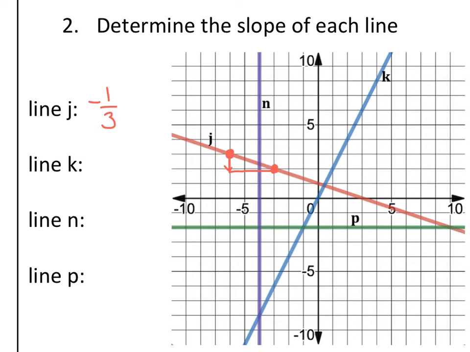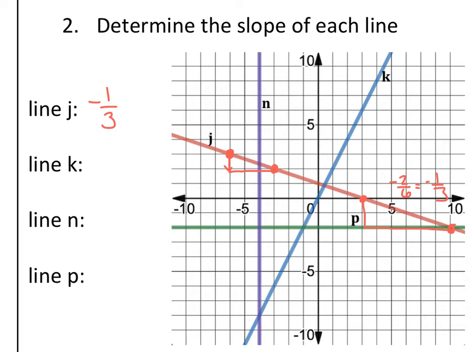You can always check that. Remember, you can choose 2 points that are further apart. You could always choose these two and count down 1, 2, right? 1, 2, 3, 4, 5, 6. Well, -2/6 would reduce to -1/3.